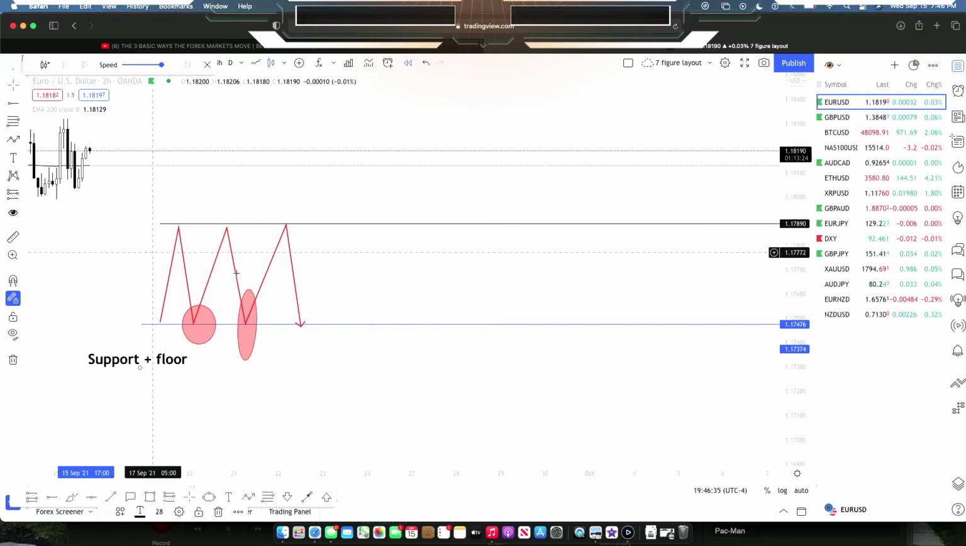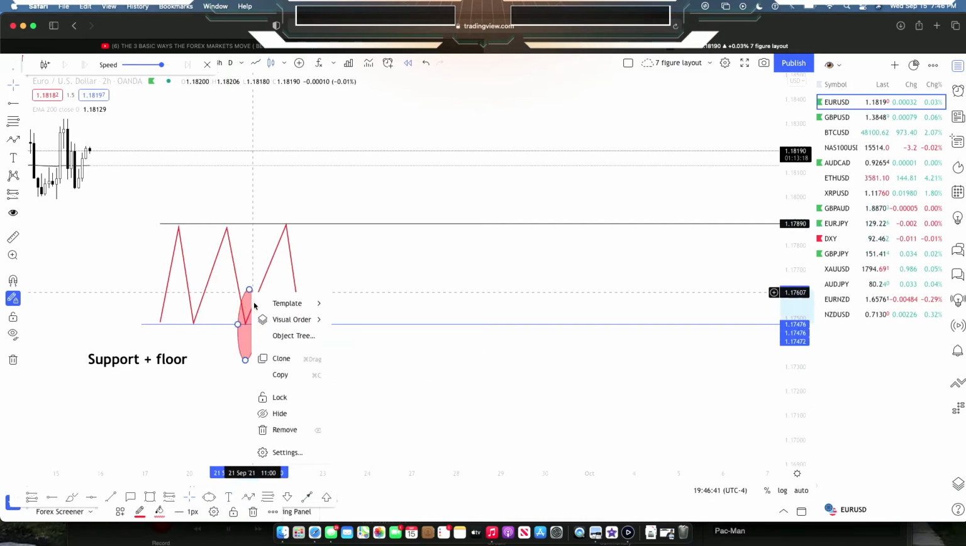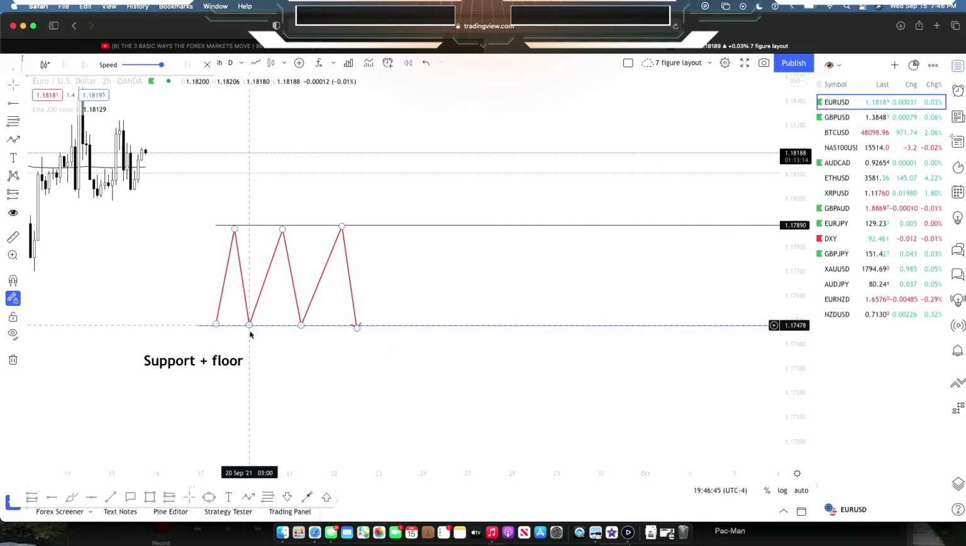So now let's talk about what a resistance is. Now that we went over support and I have told you guys how to identify a support, whenever you see the market come down to a zone that you think is support, if you see it touch twice, that's going to indicate that this zone has some respect to it.